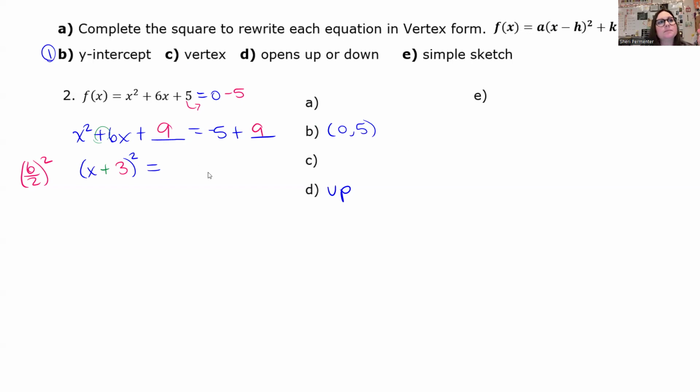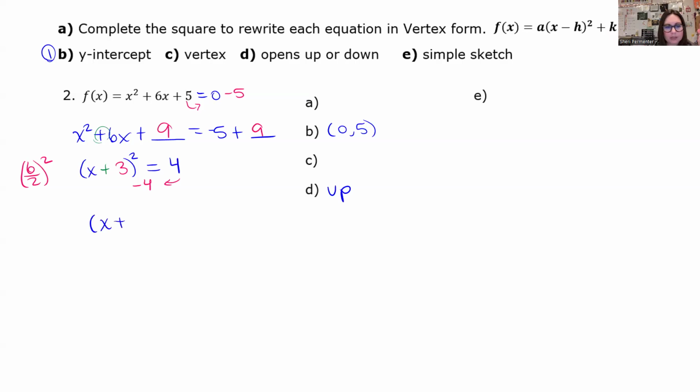Two now. 4. 9 minus 5 is 4. All right, my goal is to get it equal to 0, which is the same thing as f of x. So I need to bring the 4 over. Remember, we're not solving, we're making equations. So this is a little bit different than solving. So I'm going to subtract 4.